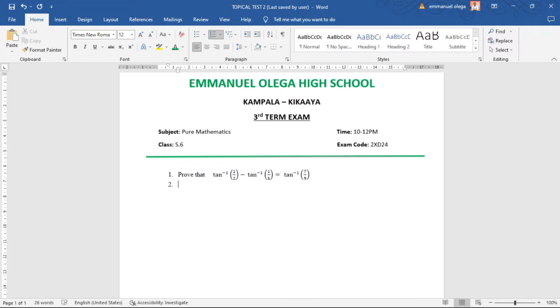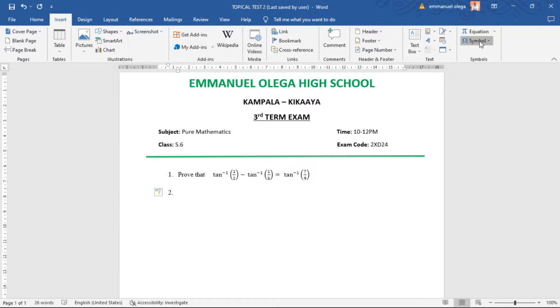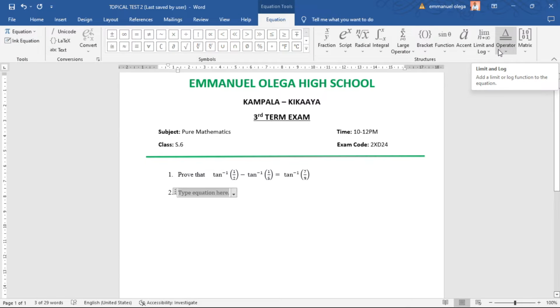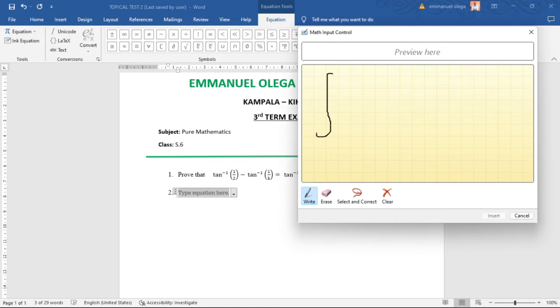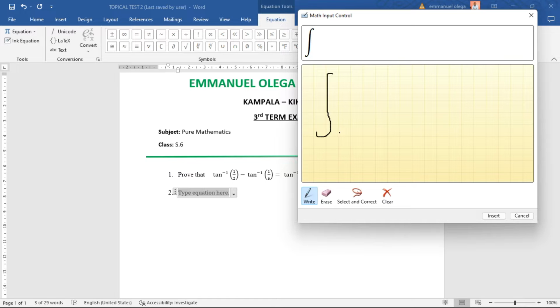Alright, so there are different ways, but then I have a favorite one that I like using. But before we do that, let's type that correctly. So we're going to go to insert, then we're going to make use of this same equation again, and then this time we're going to type ink equation. Okay, so we're going to select this ink equation, and then we're going to draw. So this is going to be an integration number. We're going to draw an integral just like that. Then we're going to draw a big root like that. And inside my root, I'm going to have some values.